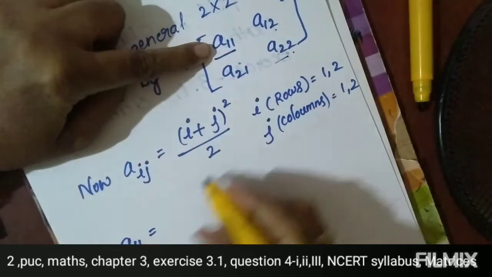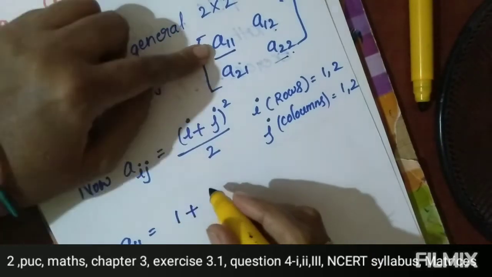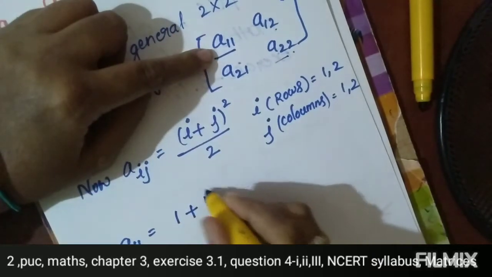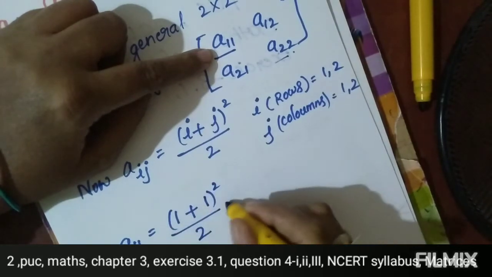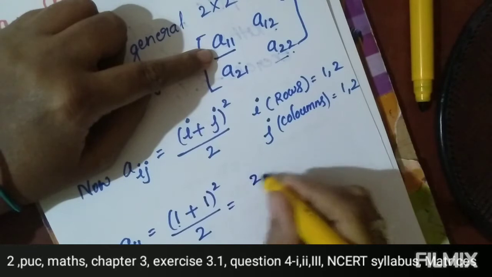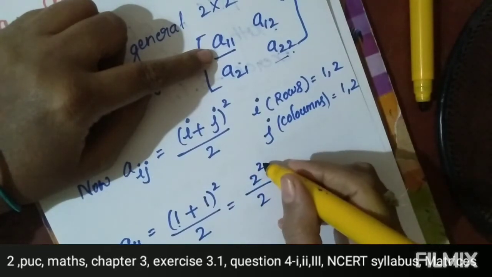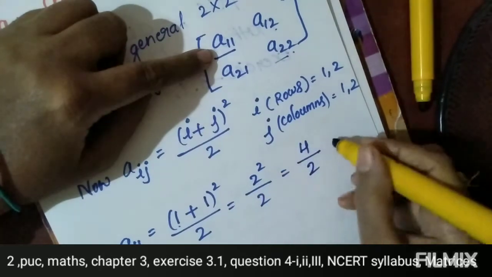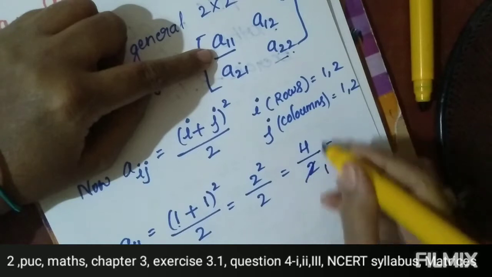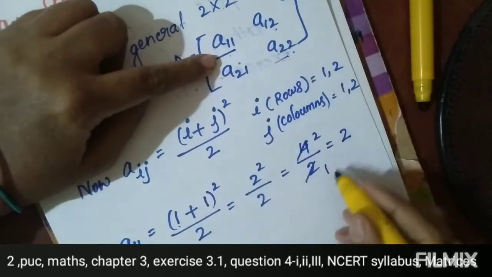A11: i is the first row, plus j, which is the first column, whole square divided by 2, equal to (1 plus 1) is 2, square divided by 2. Then 2 square means 2 2s are 4, divided by 2 is 2. Then A11 value is 2.